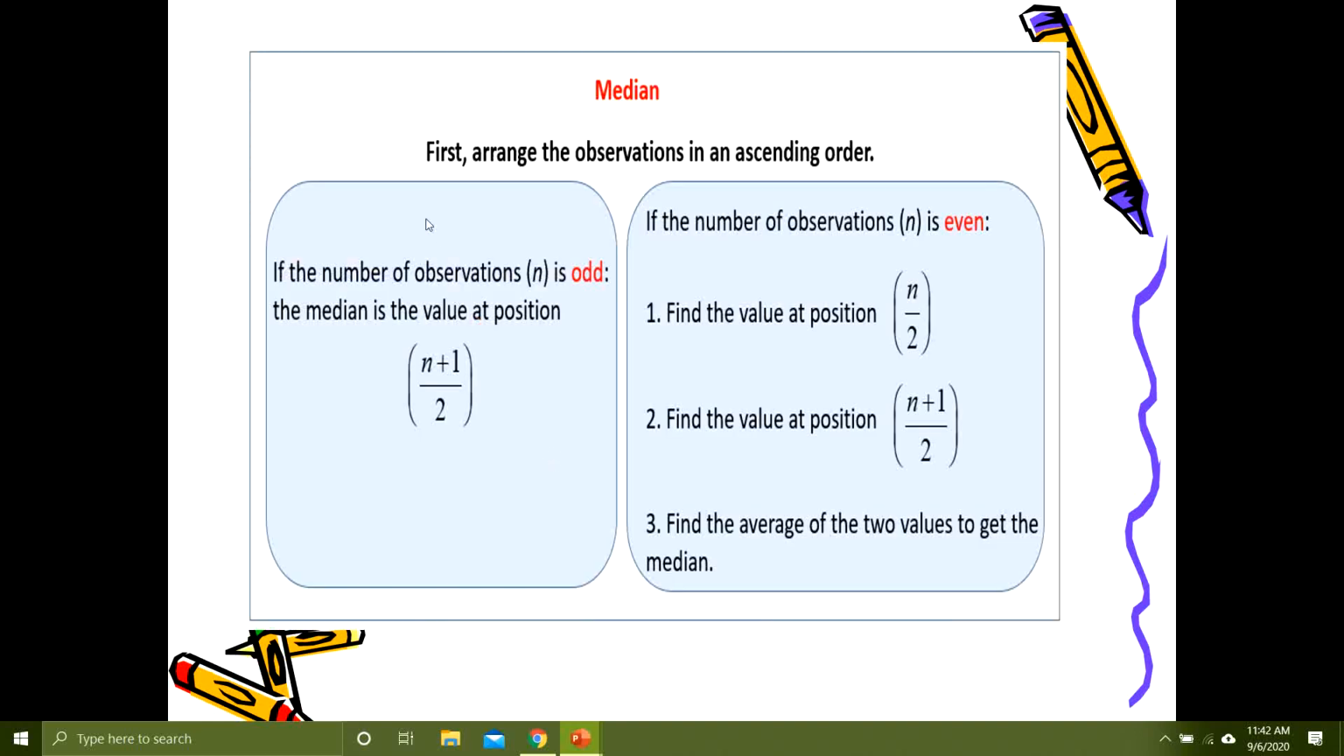The median can be calculated like this: if the number of observations is even, we take the two central values, add them together and divide them by 2. But if the number of observations is odd, we take the value at the central position, and the central position will be represented by the median value.